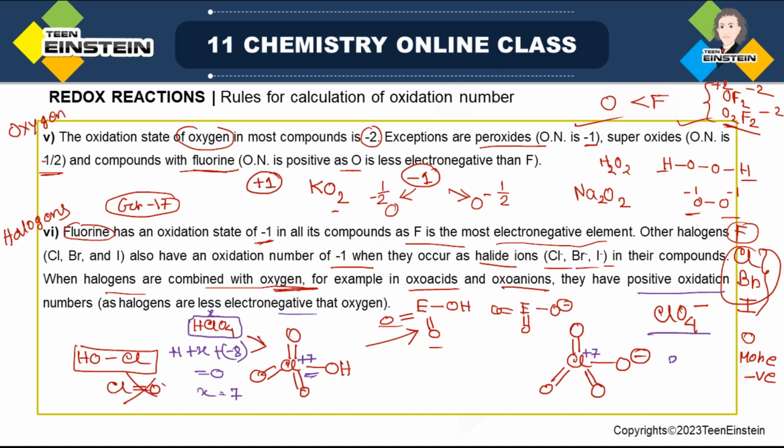Similarly for ClO4, it is X - 8, and the overall charge is -1. So X will be equal to 8 - 1. Again we are getting the same value, which is +7. So here we have these two examples. The oxo acid example is HClO4 and the oxo anion example is ClO4-.